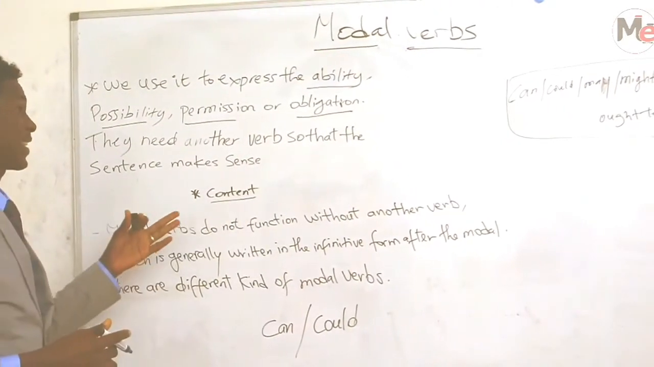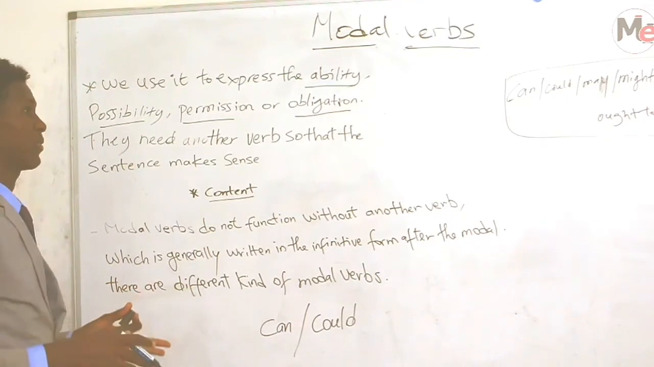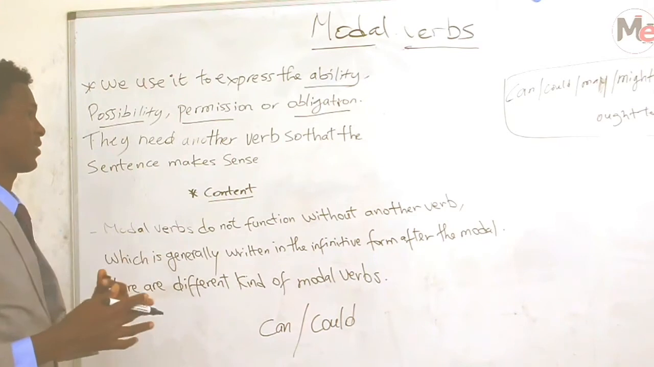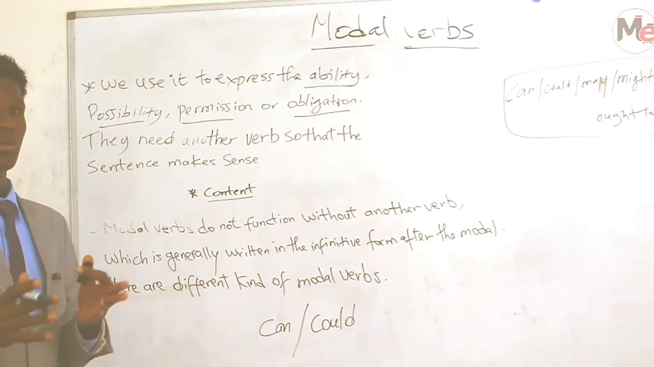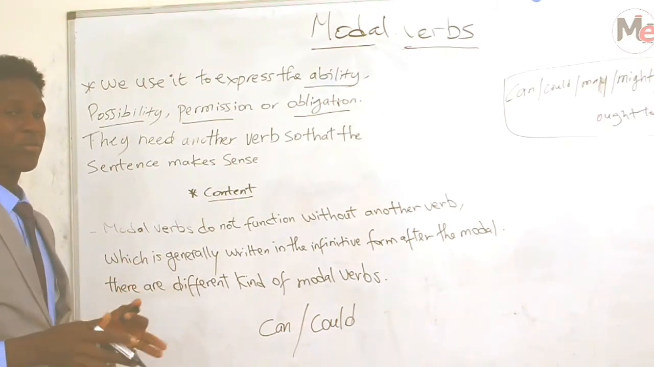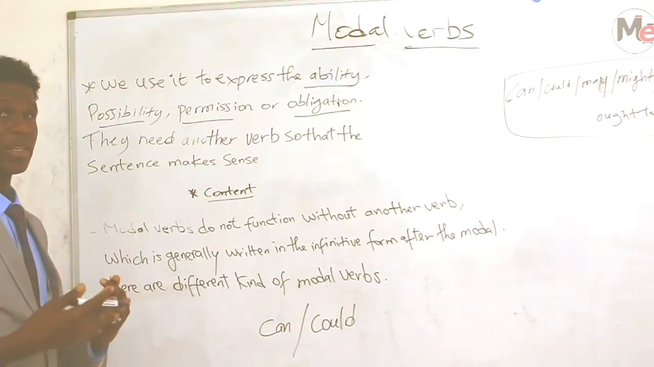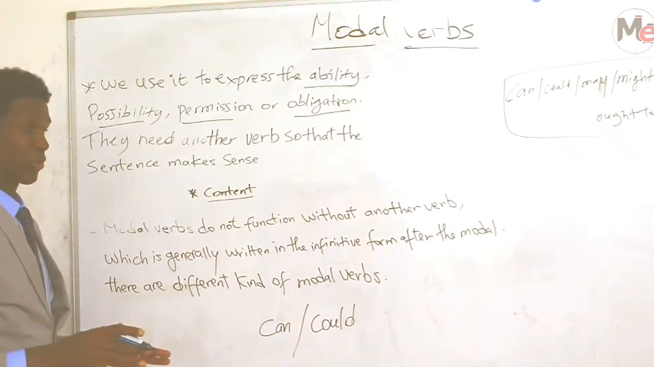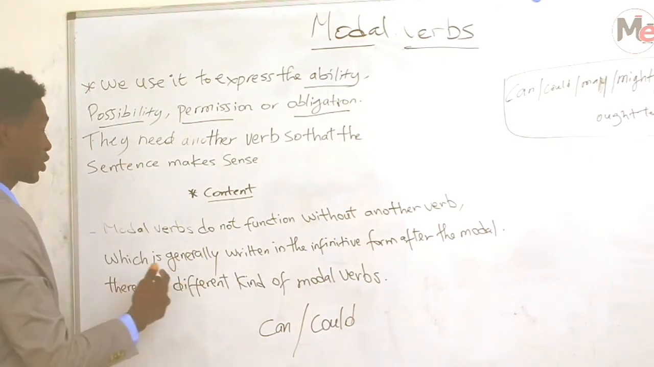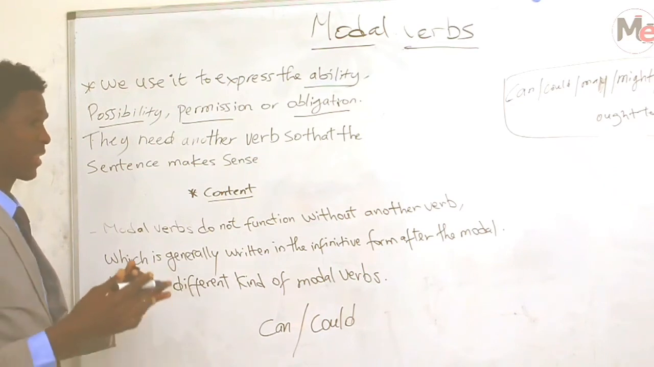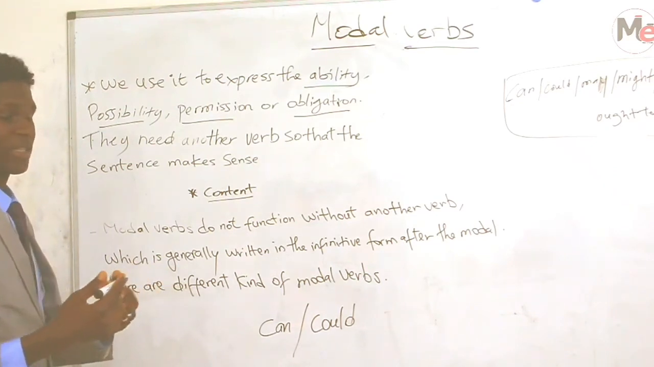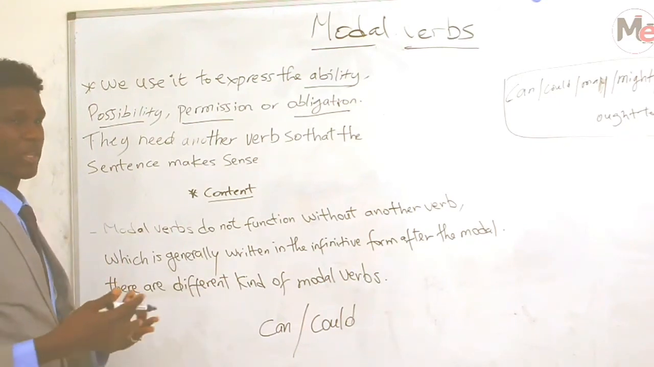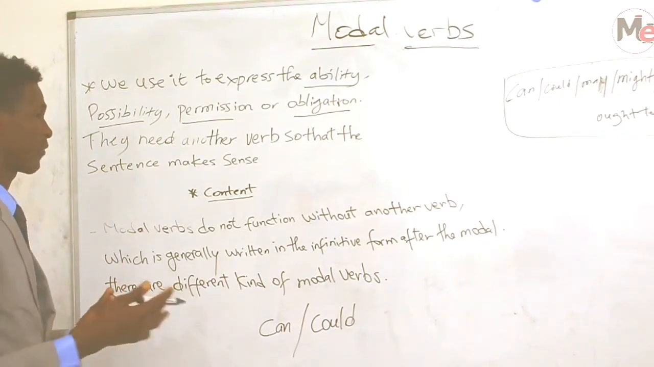A modal verb needs another verb so that the sentence makes sense, okay? We can't just use a modal verb alone. You have to put it with another verb so it does make sense. Modal verbs do not function without another verb, which is generally written in the infinitive form. The verb is not conjugated. When you use a modal verb with another verb, you don't conjugate the verb after the modal.